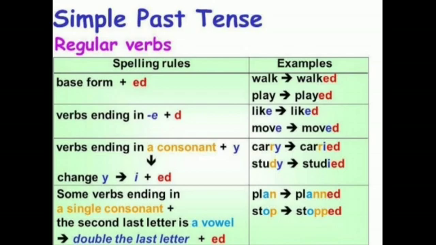In simple past tense, regular verbs change. If the base form is walk, we have to add ed to make it walked. In the same way, play, played. Then if the verbs end in e, we have to add only d. That is like, liked, move, moved.